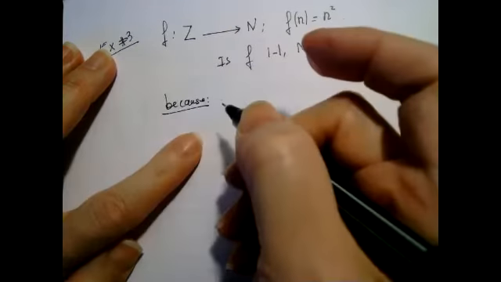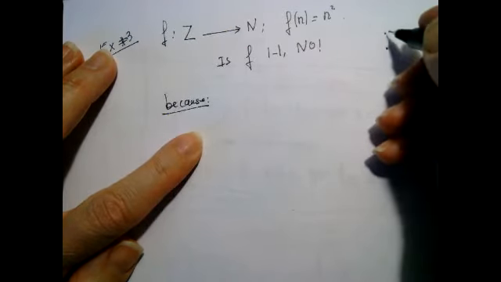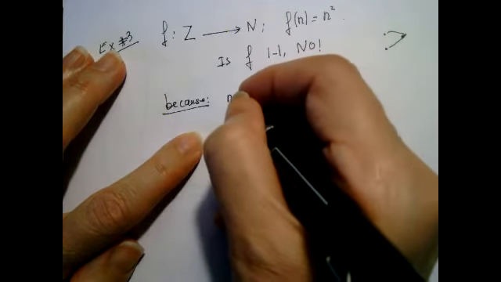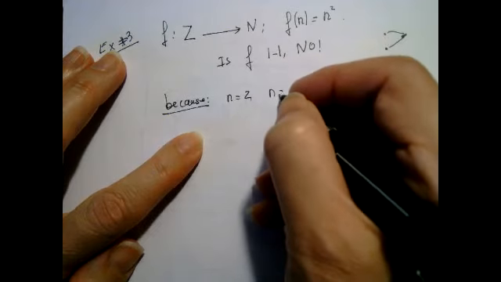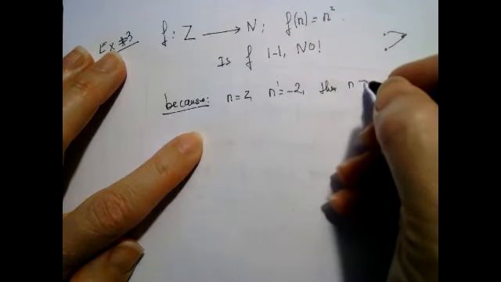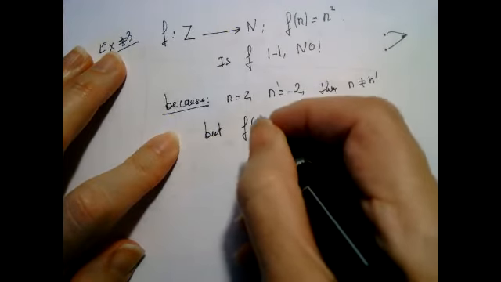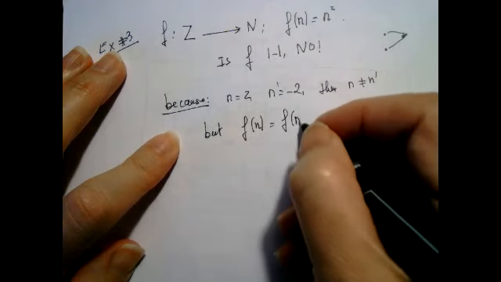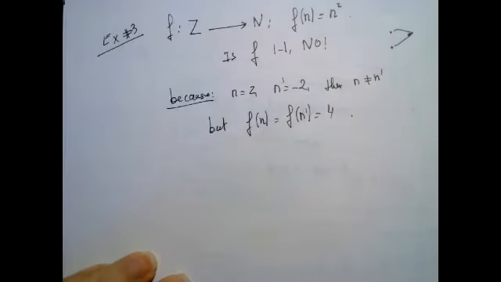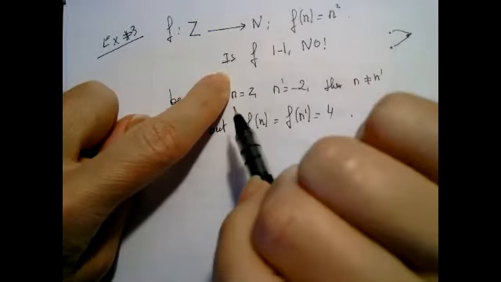What does it mean to be not one-to-one? It means you can find two different elements of x that are assigned to the same element in y. So here, let me take n to be 2, and n prime to be -2. Then n is of course different from n prime, but f of n is equal to f of n prime, which is equal to 4. So when I changed my domain, the function immediately became not one-to-one.